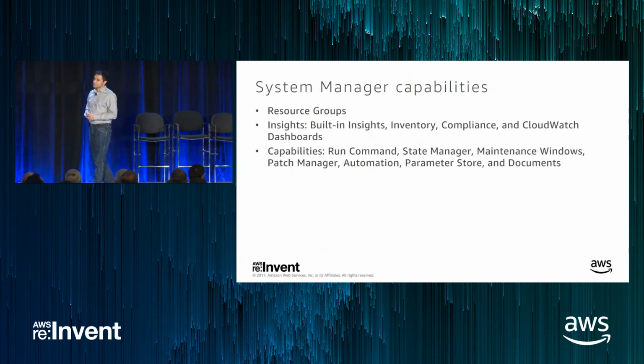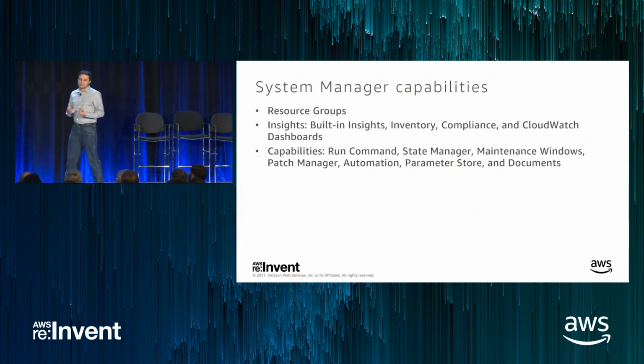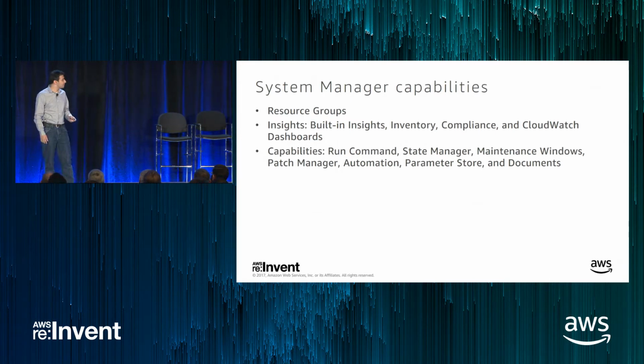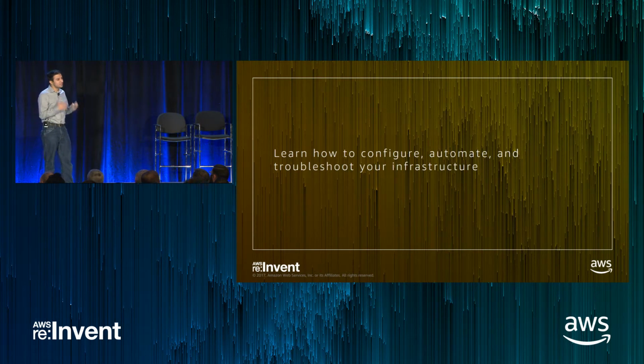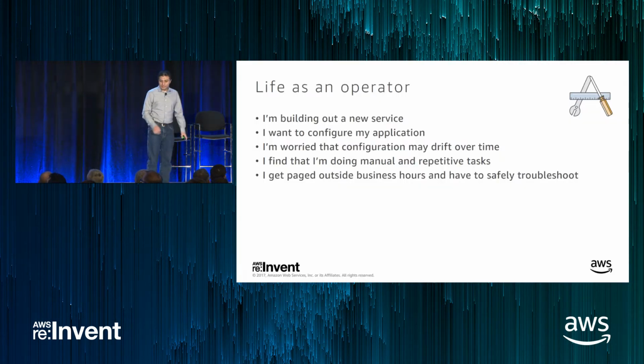The automation service is a simple service that lets you automate common and repetitive tasks, such as AMI creation and things like that. The Parameter Store is a simple key-value store that lets you store data, including sensitive information. And Document Store is a JSON and YAML represented store that lets you store actions and configuration. So that's a quick recap of the core capabilities. In this talk in particular, we're going to focus on 3 things: configuring infrastructure, automating actions, and troubleshooting.